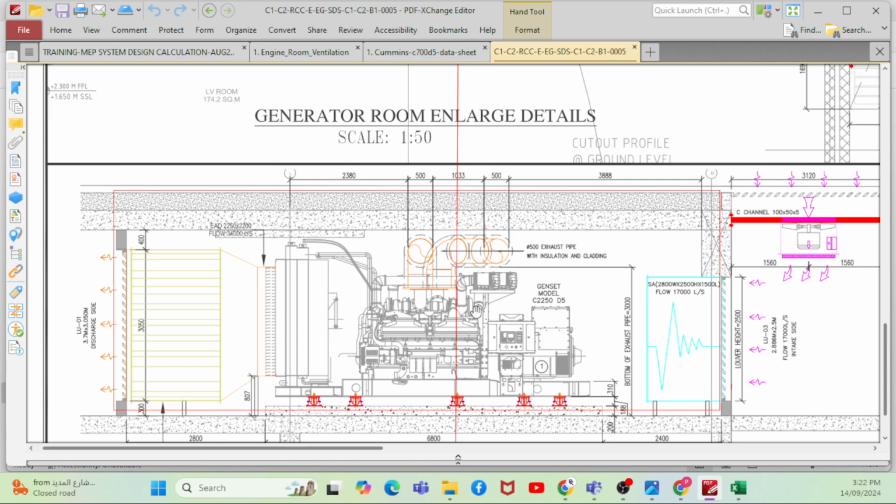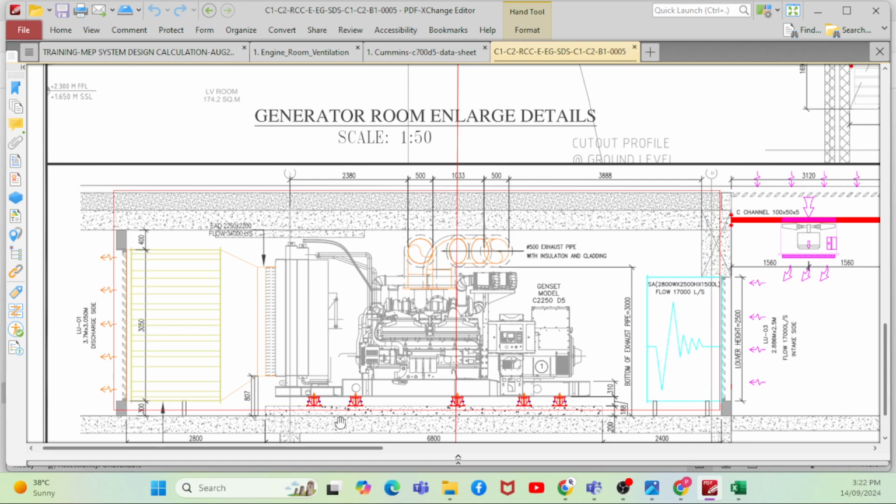Now I will tell you about the scenario. There are multiple scenarios. Now assume that you don't have any room. You kept the generator outside, right? So you are able to get the air naturally from outside, because there is no enclosure.